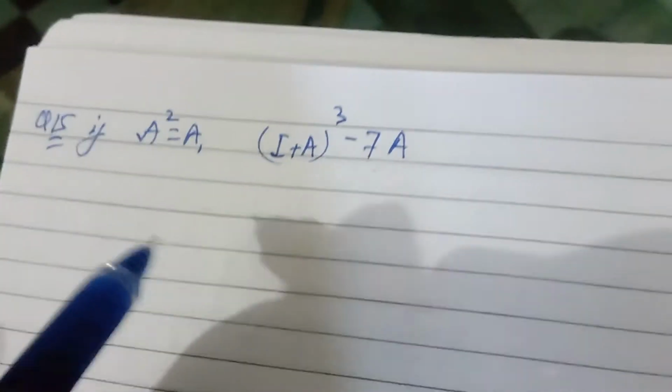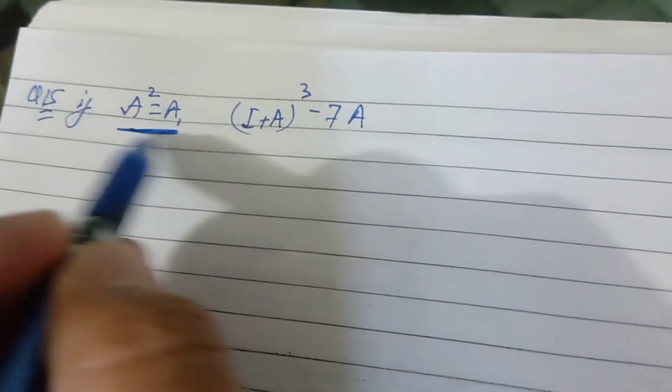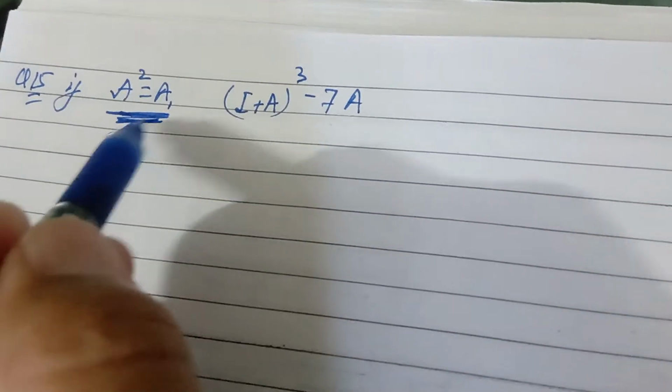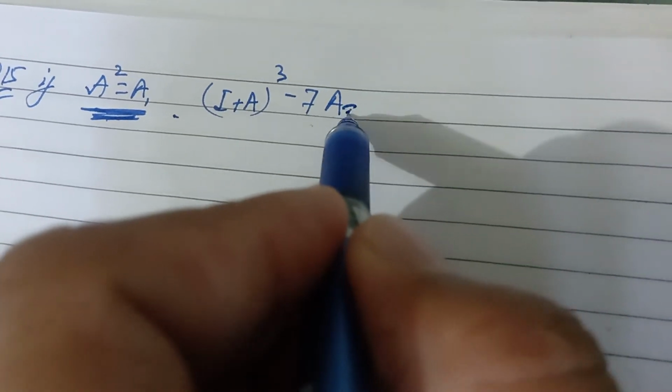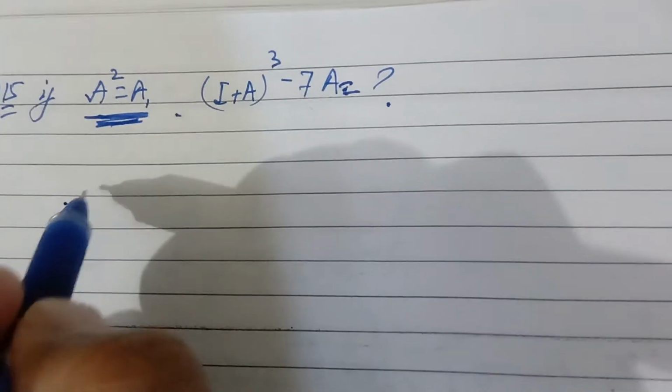एंड देन देयर इज अनदर वंडरफुल क्वेश्चन नंबर 15. बड़ा अच्छा सा क्वेश्चन है. Given A is a square matrix such that A squared equals A. We need to evaluate this thing. ऑल दैट इज MCQ बट इट्स एन इंटरेस्टिंग वन. कोई बात नहीं, करिए सॉल्व. क्या हमारे पास (I + A)^3 - 7A.